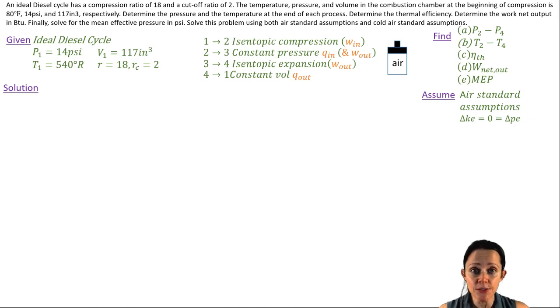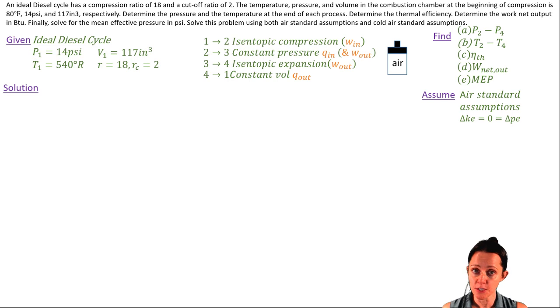All right, so I have an ideal diesel cycle. I'm given the initial pressure, temperature, and volume. I've got the compression ratio and the cutoff ratio, which define what each one of those processes are, so I can be specific about what I mean by state one. And then, of course, I need the unknown pressures, the unknown temperatures, the thermal efficiency, the net work out, and the mean effective pressure. I'm making air standard assumptions.